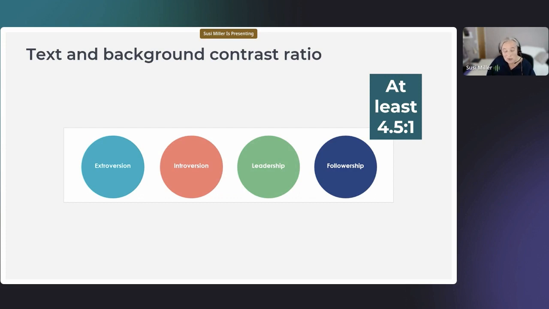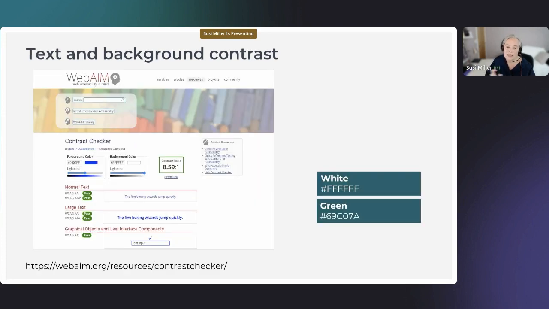So I want you just to have a guess. Again, you don't need to put anything in the chat unless you want to, but just guess whether the white text against the pale green circle background in this infographic would have good contrast and pass the standard, or poor contrast and fail the standard. Okay, so let's check now to see if you were right.